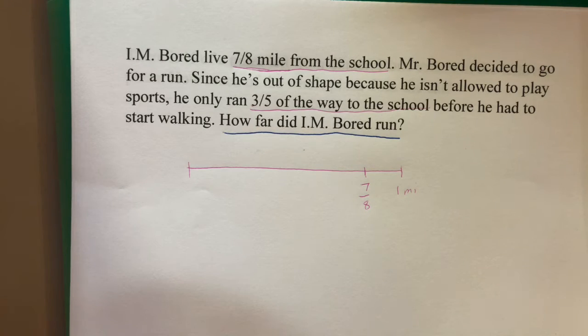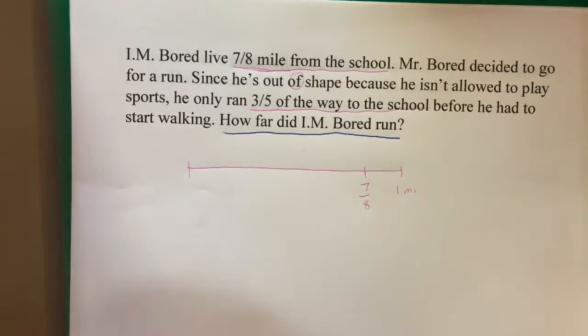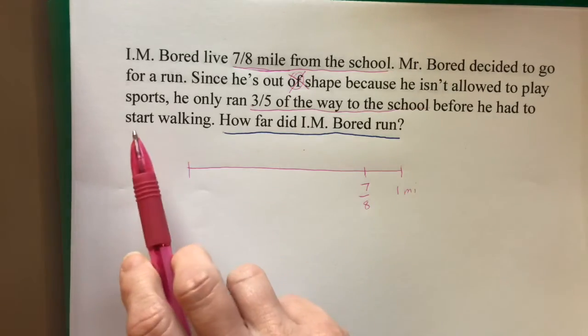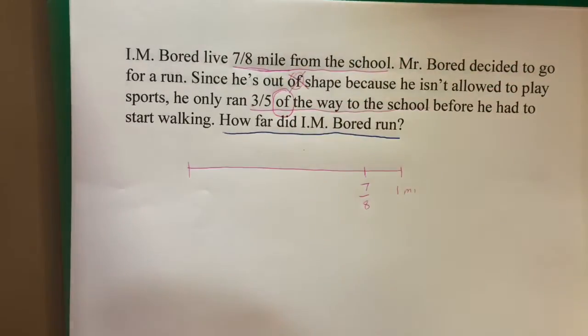Now, we can look at keywords. We have, let's see, out of shape. Is that useful? Not really, because that doesn't have anything to do with our numbers. Let's not look at that one. He ran 3/5 of the way. That's a good one. Okay, that's the only keyword I see in here.